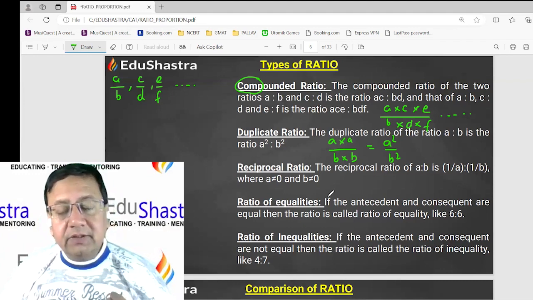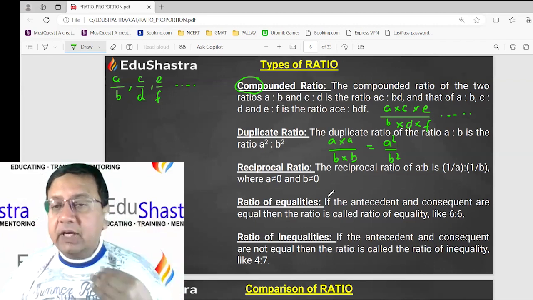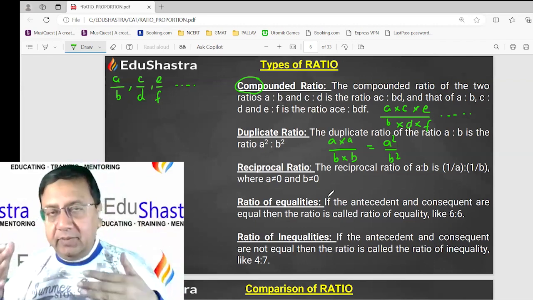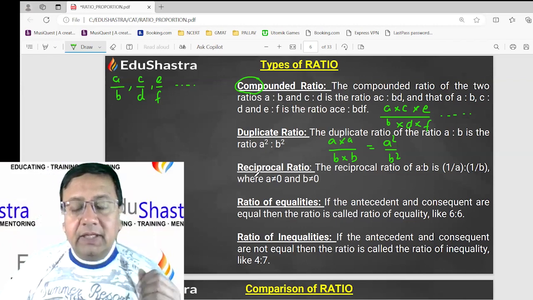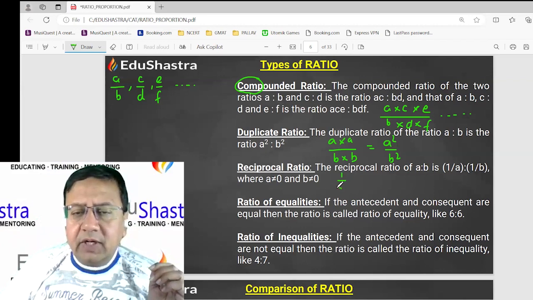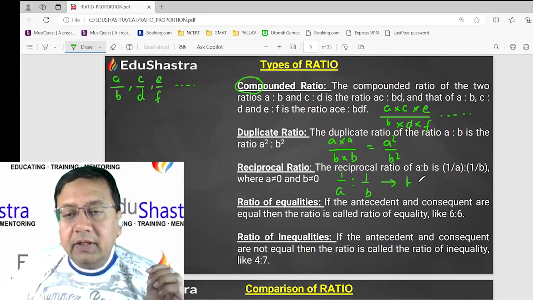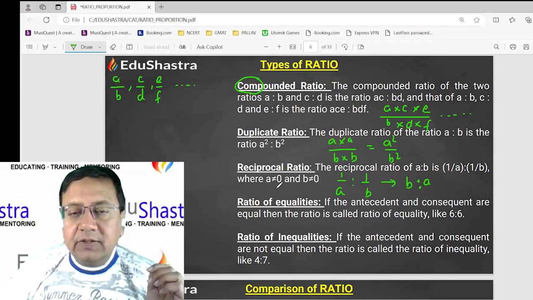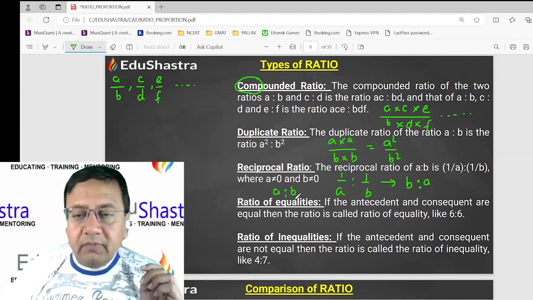Triplicate ratio, multiplying the same ratio 3 times. Quadruplicate ratio, multiplying the same ratio 4 times, and so on, right? So just with a name, you can identify what to do. Okay, reciprocal ratio, taking the reciprocal, 1 upon. So this is just simple. If the ratio is A by B, you can say 1 upon A is to 1 upon B is my reciprocal ratio. Or this can be written as B is to A. So if the ratio is A is to B, the reciprocal ratio is B is to A. Just the reverse, right? Okay.